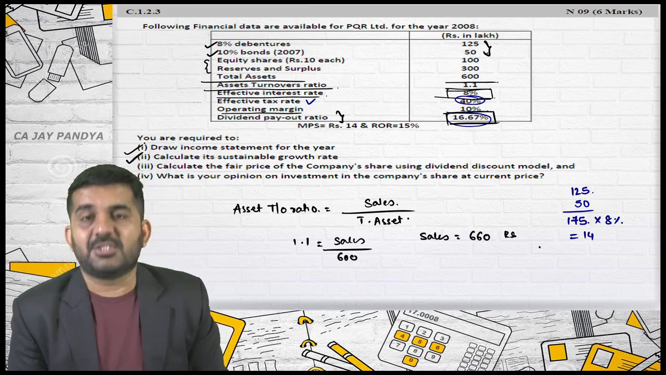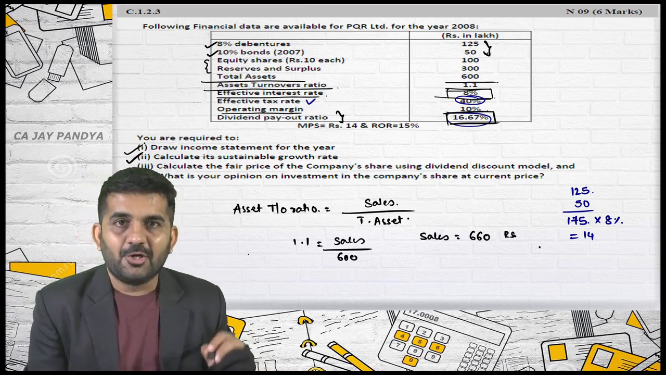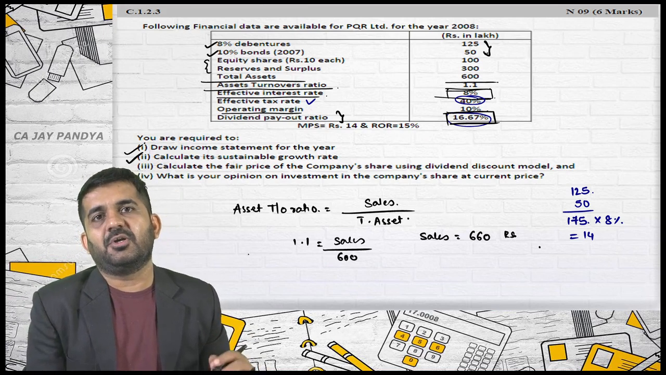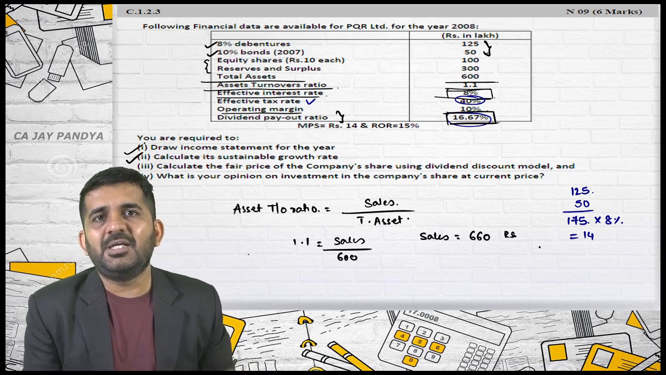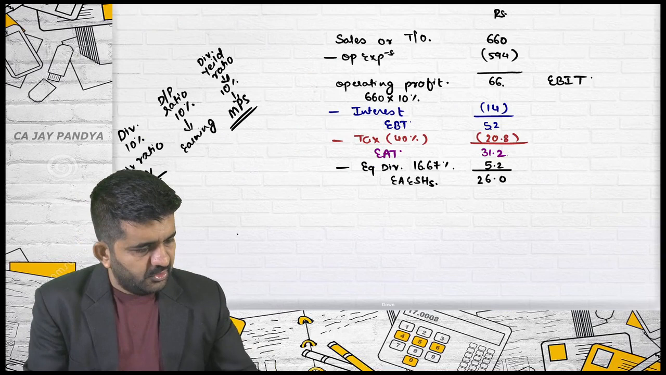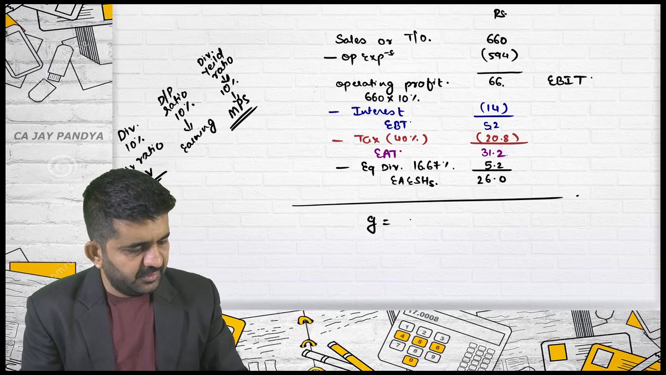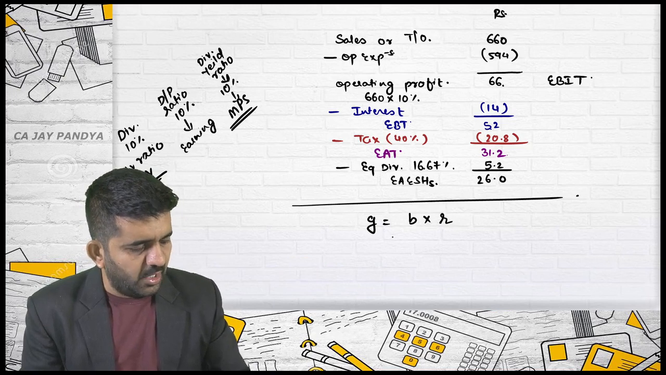Calculate its sustainable growth rate. This we are discussing since last 3 lectures. Growth rate is nothing but a retention ratio multiplied by return on equity. Is it alright? How I'll calculate my growth rate? It is B into R.